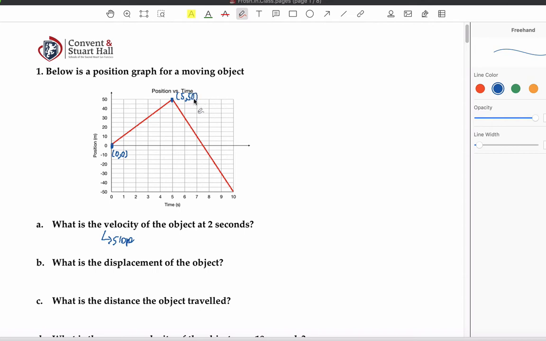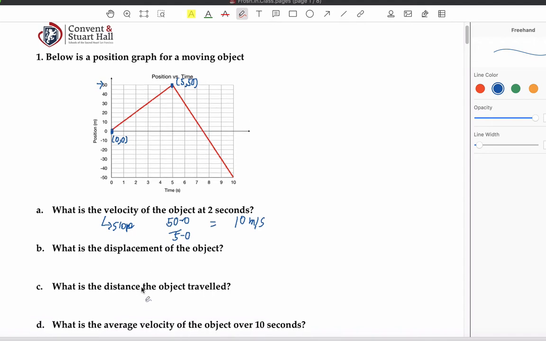So there's two ways we could do this. We can notice that we go over 1, 2, 3, 4, 5 and up 50 because we need to read it off the graph. Or we could use the calculation and say 50 minus 0 over 5 minus 0. Regardless of how you get it, you're going to get 10 meters per second as the slope there.